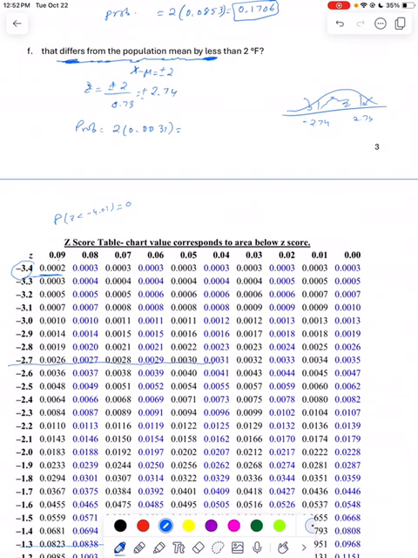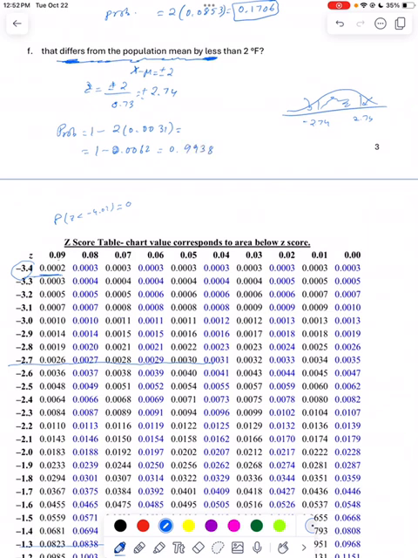So probability is 1 minus 2 times this, which gives me 1 minus 0.0062, which is equal to 0.9938. That will be the answer. So this is how we can find these probabilities.